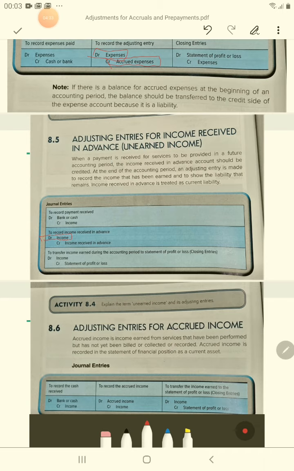If you still remember, when revenue increases, we credit. When revenue decreases, we debit. Because we receive revenue more than what we should, we have to reduce it back. Then we debit income, credit income received in advance. This one is a current liability.